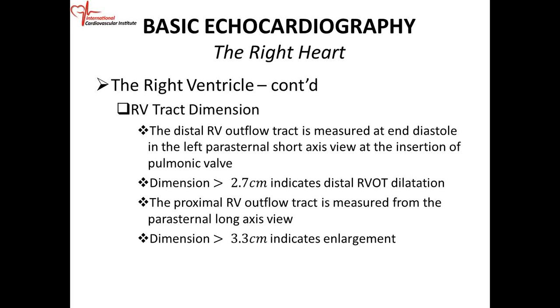When you're doing this study, it's a quick measurement. In your parasternal long, measure your proximal RVOT dimension. When you do your short axis, then you can do both the proximal and the distal. Okay. Enlargement and dilatation mean exactly the same thing. Well, you have to be careful. If you talk about right ventricular hypertrophy, that means thickening of the muscle. Dilatation and enlargement we use interchangeably to mean an increase in the size of the chamber, increased chamber size. But for the RV tract, yes, dilatation, same thing.